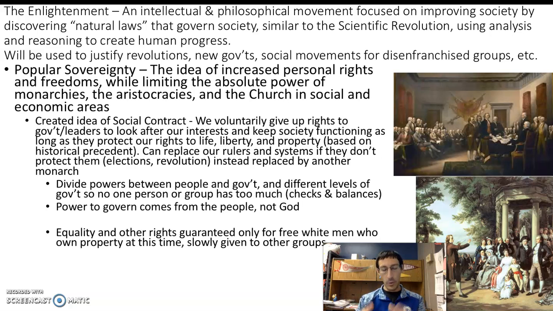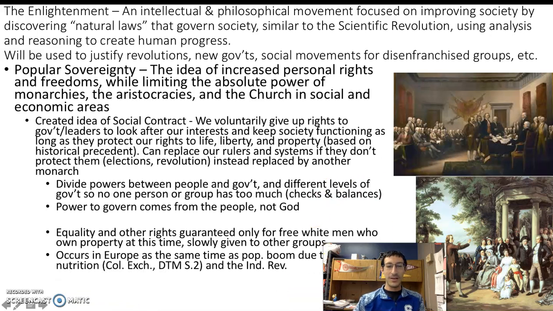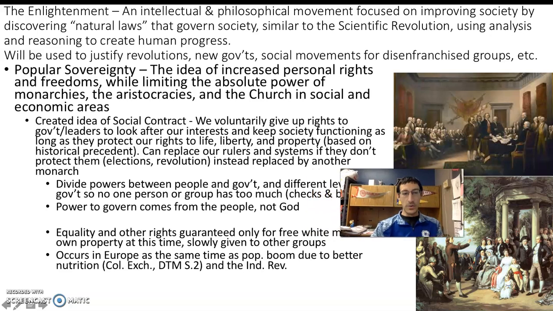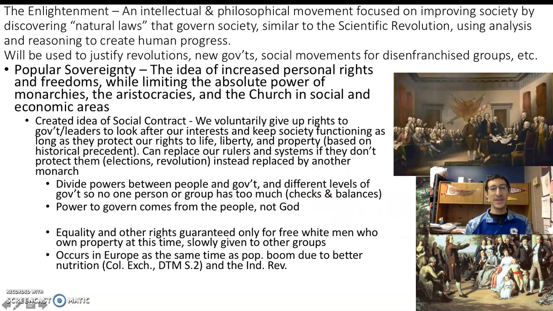All right, over time. It's not just an overnight thing. Okay, it takes a long time. So this occurs in Europe at the same time as there's a population boom. So again, resulting out of the Columbian Exchange and all the foods and crops that are being brought over from the Americas to help stabilize populations and to increase the nutritional value. So again, thank you, potatoes. And then also at the same time of the Industrial Revolution.